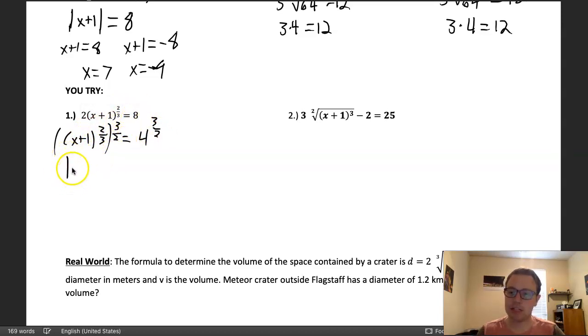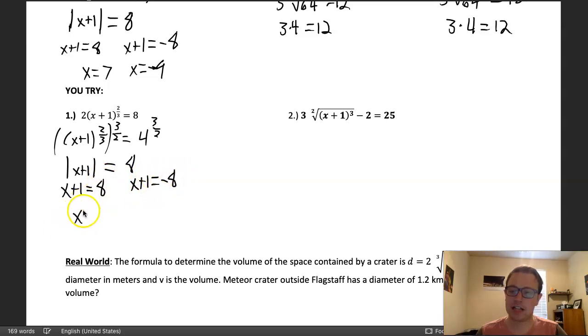When we do that, we're left with the absolute value of x + 1. We have an even power. And 4 to the 3/2, we just saw in the last problem, that's going to be 2 cubed, or 8. So we split this up. We say x + 1 is equal to either positive 8 or negative 8.